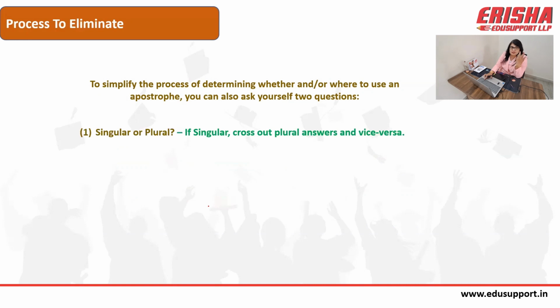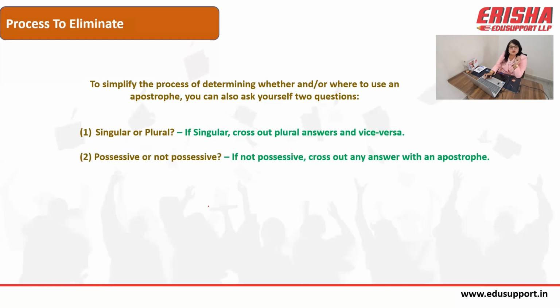The first thing is to find out: is the noun singular or plural? If the noun is singular, cross out all the answer choices where the plural form of the noun is there. The second question is: do I really need a possessive form or not? If you identify that you need a possessive form, then you keep the answer choices where the apostrophe is there.